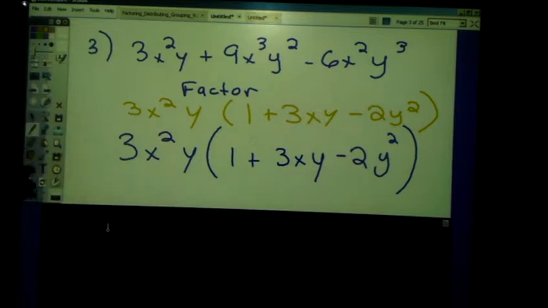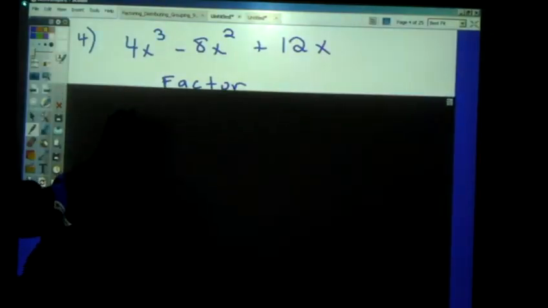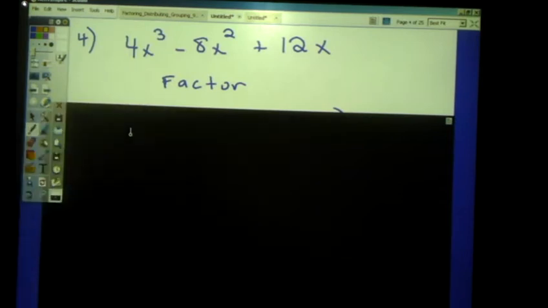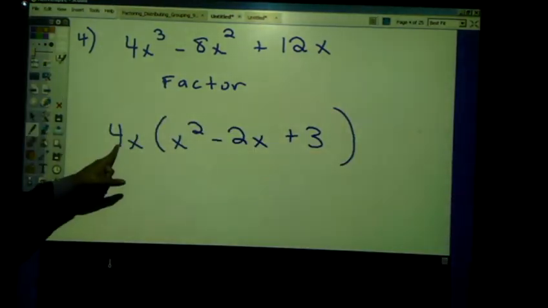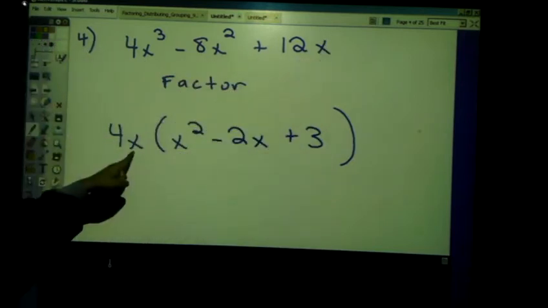We have factored number 3. We have broken this up into as many pieces as we can. So again, the greatest common factor of the numbers is 4. The greatest common factor of the letters is the smallest letter you see there, x.